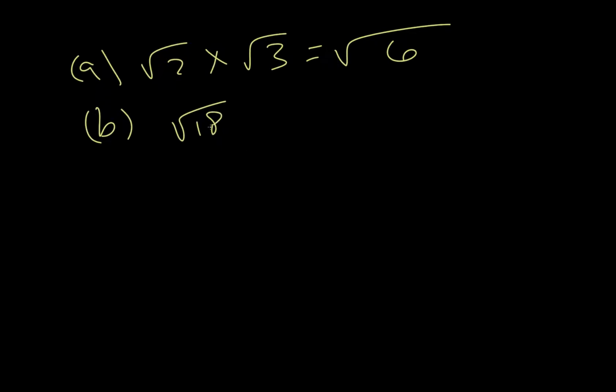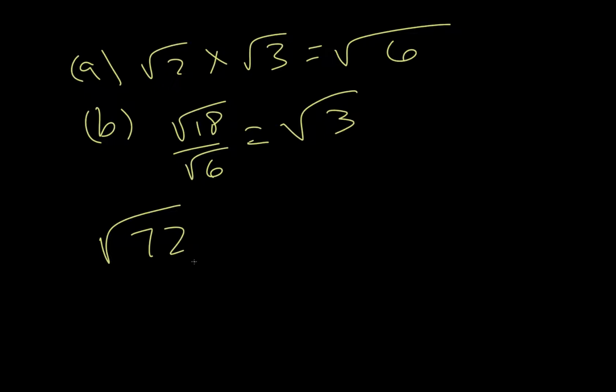The next one is square root of 18 over the square root of 6. And we just divide those like normal. So 18 divided by 6 is 3. Since they're both under a square root, it needs to stay under a square root, and that is a surd. Now we're going to move on to example 2. And it just says write the square root of 72 in simplest form.